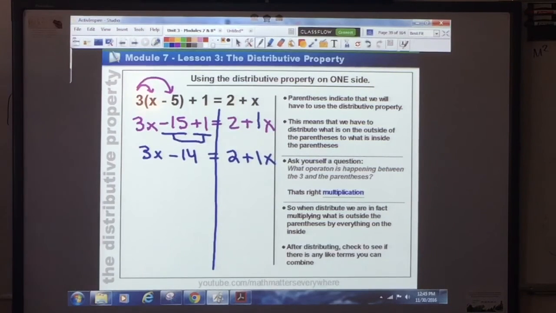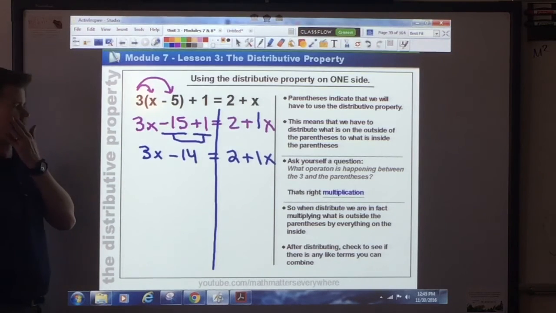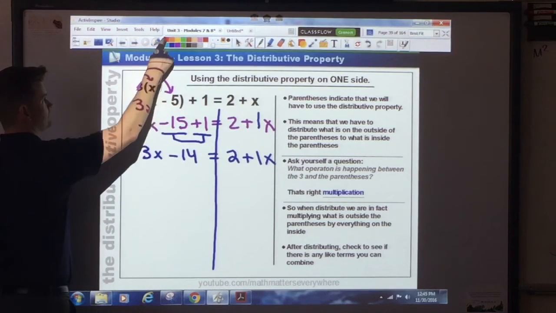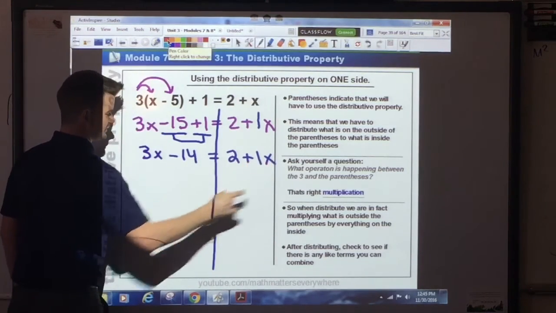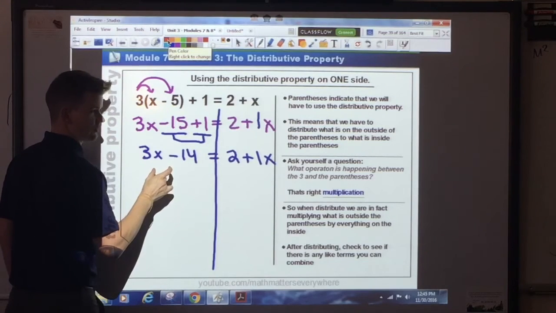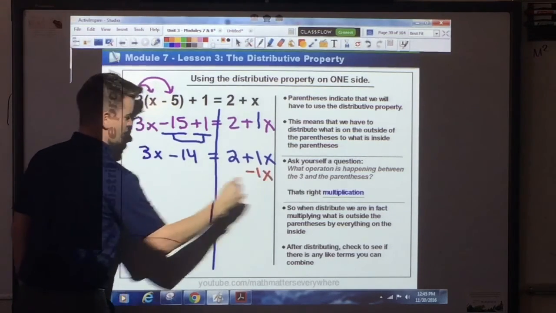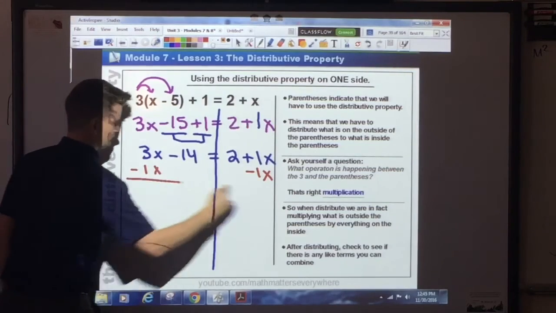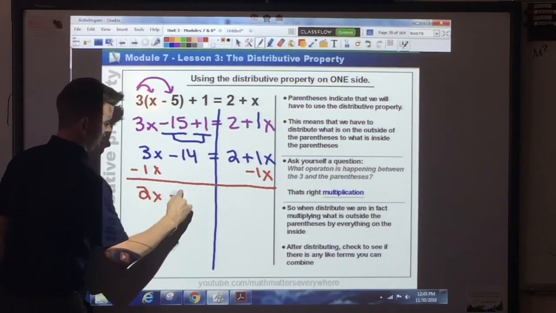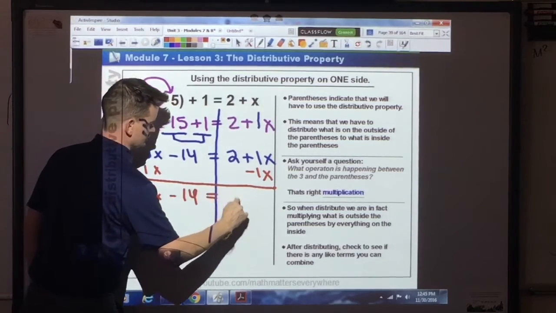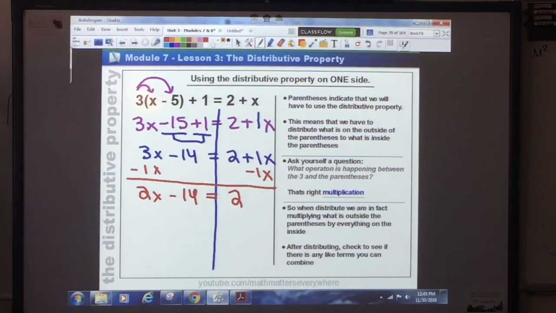Once I'm here, one variable, one constant, one variable, one constant. This is where I look at the coefficients. Which coefficient is smaller, class? 1x. The 1x. So I must move this over here. What's the opposite of a positive 1x? Negative. So subtract 1x from both sides, and I will get 2x minus 14 is equal to 2. So I got all the variables on the left side.